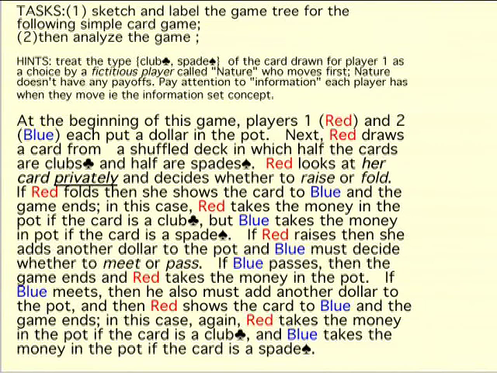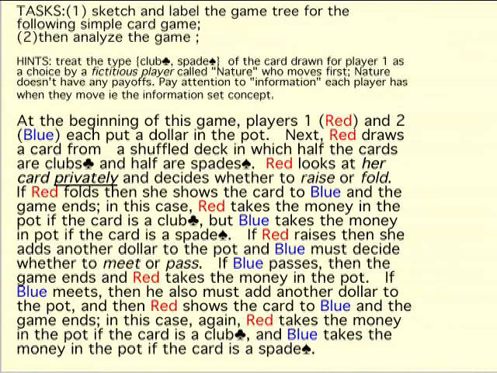So supposing you were to fold, you show me the card? Just imagine it happening. What is it? It's a spade. Okay. It says red takes the card and the money if the card is a club, but blue takes the money in the pot if the card is a spade. So I'm blue. I take the money because it's a spade. Okay. So then we keep going down.